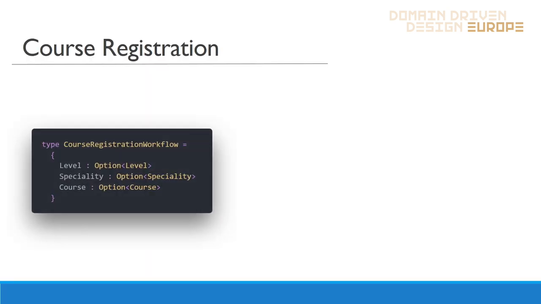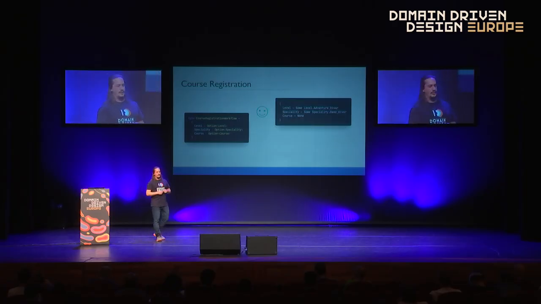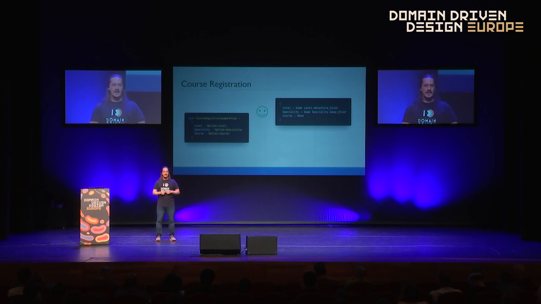Now, if you want to register for the course, you have different fields to fill out. So we have a level, a specialty, and the course you want to book. And we already learned using optional things instead of making things implicitly maybe null or not, right? That would be bad. So now we have optional things. Cool. And we can actually instantiate a meaningful course registration saying, if you have some level, adventure diver, and your specialty is deep diver, and you didn't register a course yet, but now you could. That's cool. This is a valuable step in the workflow.